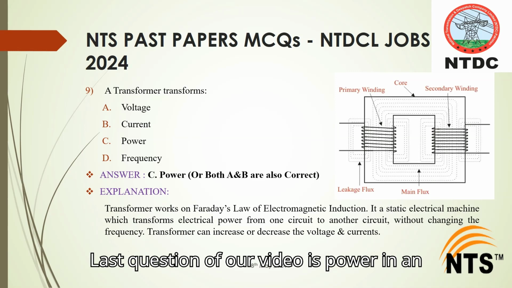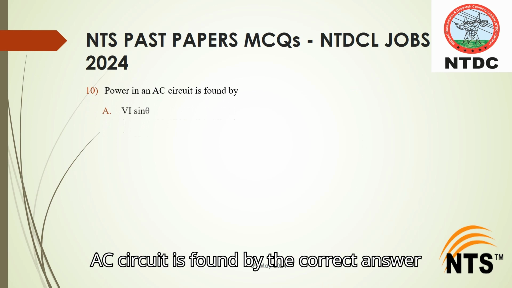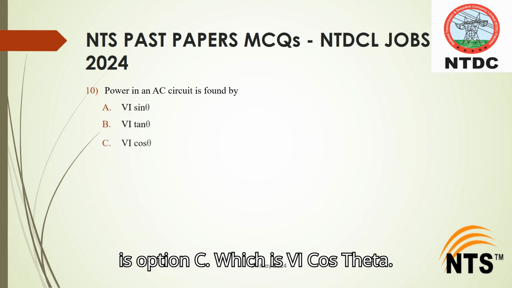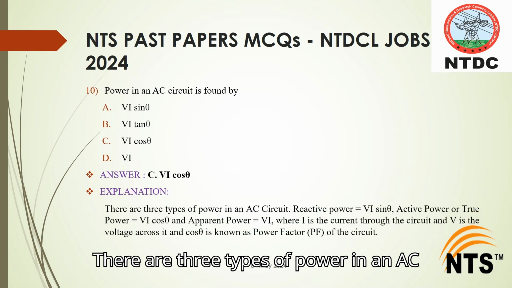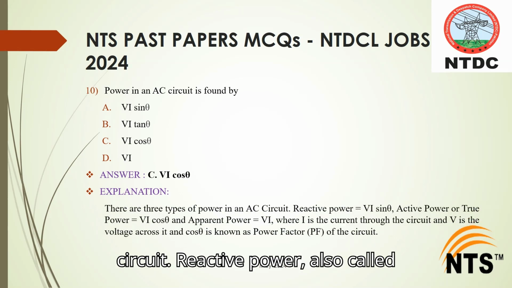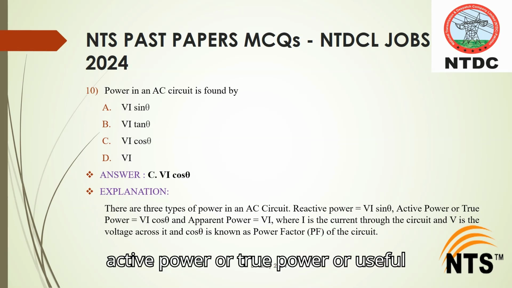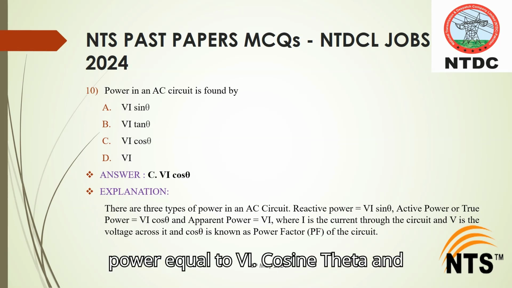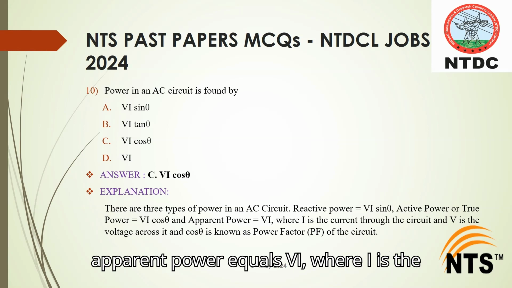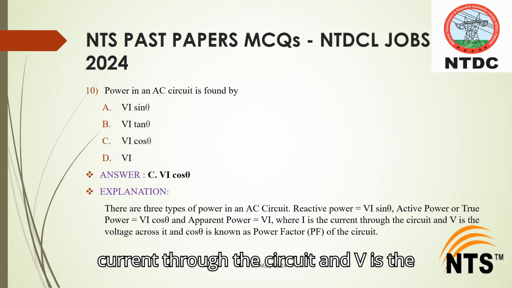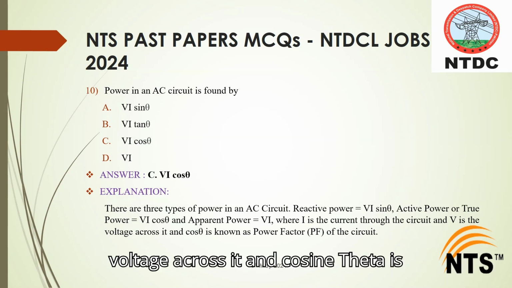Last question of our video is, power in an AC circuit is found by. The correct answer is option C, which is V, I, cos theta. There are 3 types of power in an AC circuit. Reactive power, also called useless power, equal to V, I, sine theta. Active power or true power or useful power, equal to V, I, cosine theta, and apparent power equals V, I. Here I is the current through the circuit, V is the voltage across it, and cosine theta is known as the power factor of the circuit.